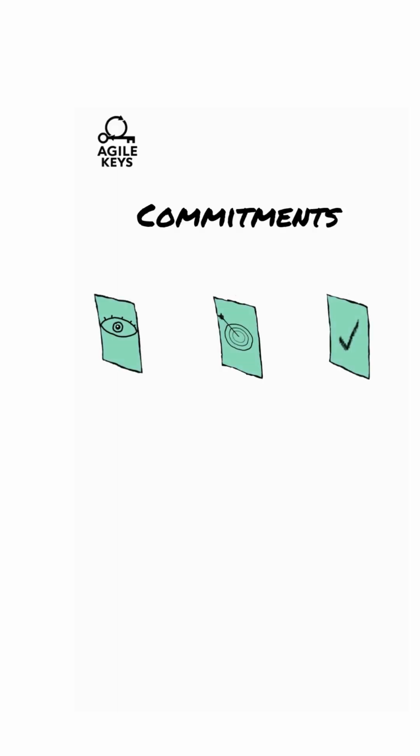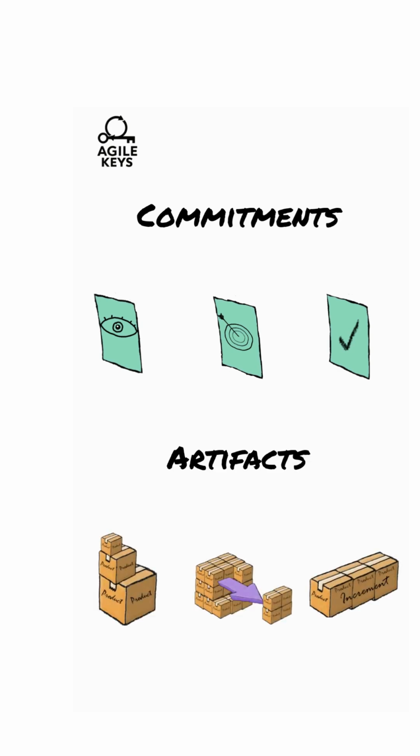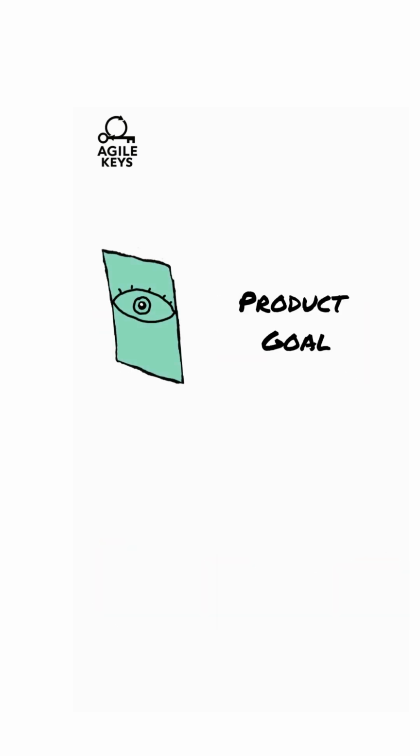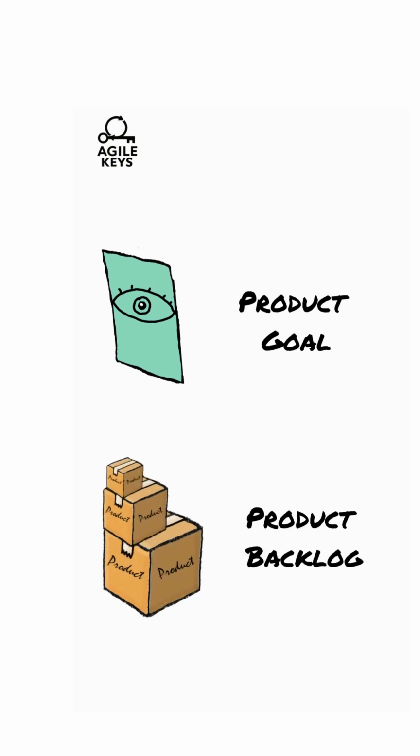We're going to look at the commitments, the promises you keep in Scrum, and the artifacts, the things you build to honour those promises. The first commitment is the product goal, a description of the future state of the product. From this, the first artifact, the product backlog, is constructed, a series of pieces of value which will build towards that future state.